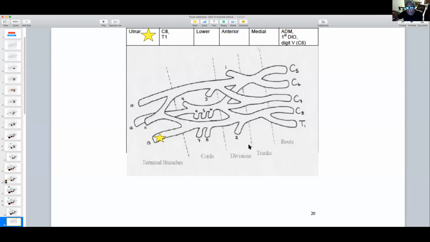Anterior division, medial cord, and then it ends up in the final location. So by knowing all these structures, we have a detailed anatomy, not just of the ulnar nerve, but also of how it traverses through the brachial plexus.